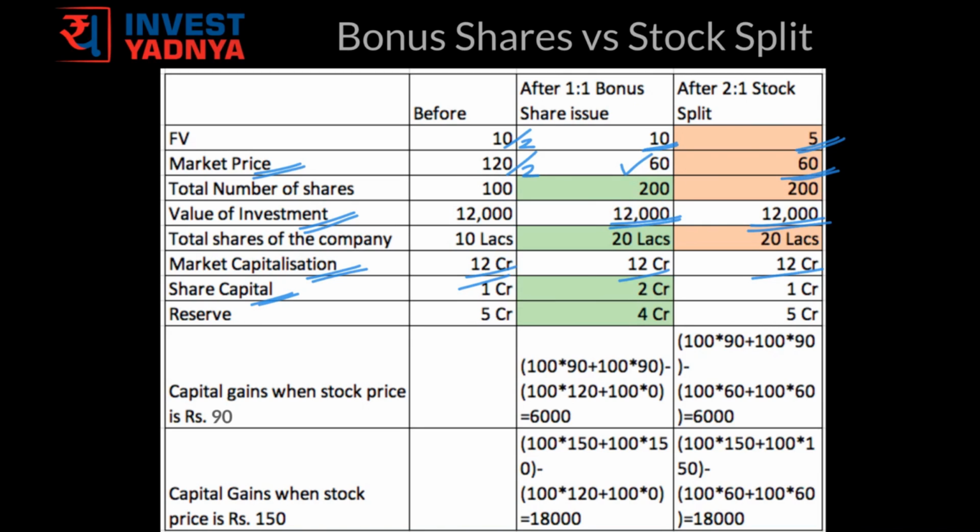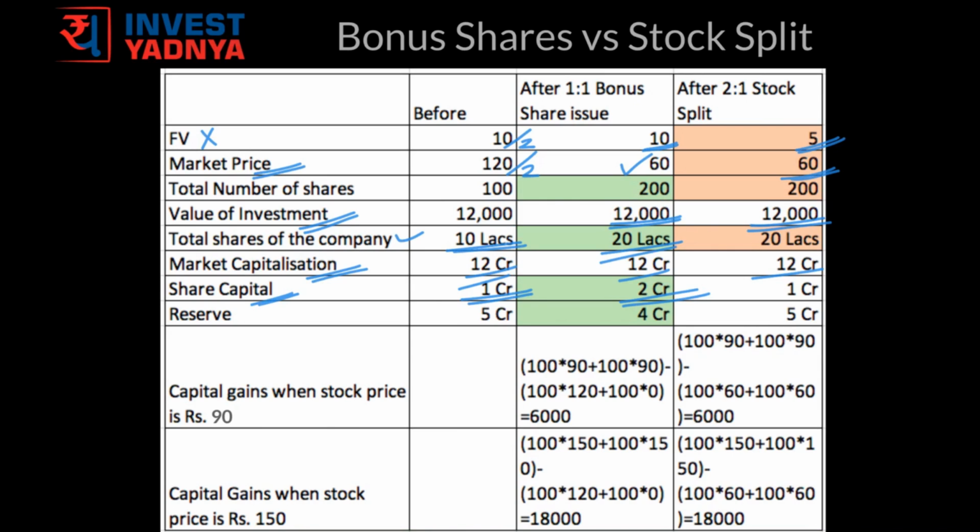Share capital is the amount of money collected by the company by issue of its shares. It is calculated by multiplying face value to total number of shares of the company. So here, since the face value was rupees 10 before the bonus share announcement or stock split and the company had 10 lakh shares in the market, share capital of this company was 1 crore. In case of a 1:1 bonus share issue, since the total number of stocks double and the face value remains same, the share capital also doubles.